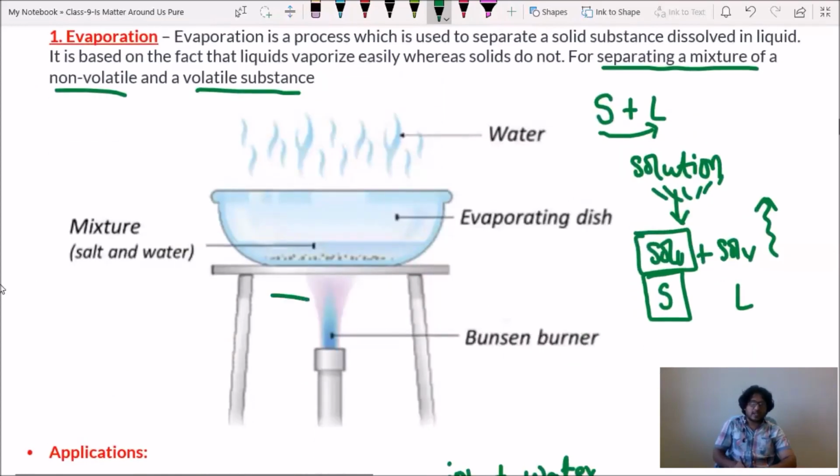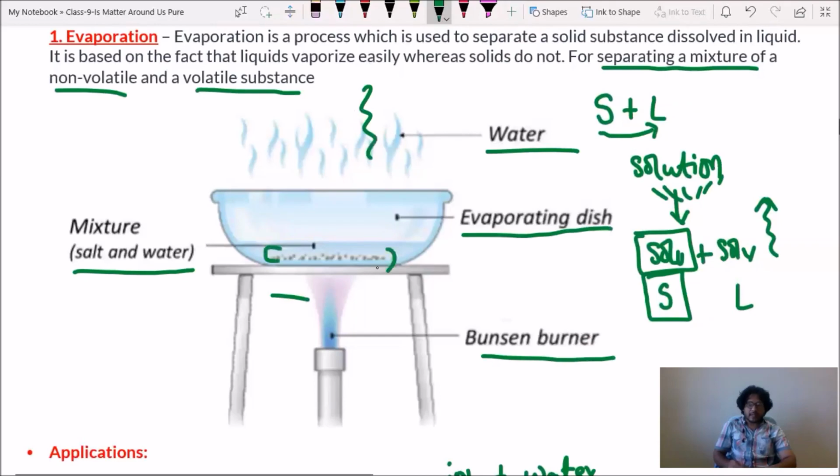Here you can observe a mixture of salt and water. If you heat it using a Bunsen burner, and this one is known as an evaporating dish, the water will evaporate and the salt will remain in the dish. You can separate them.